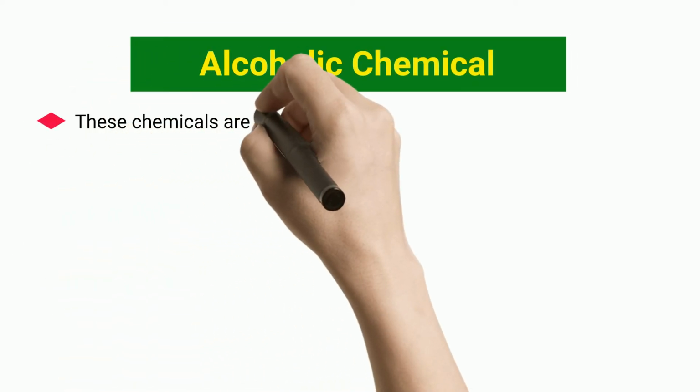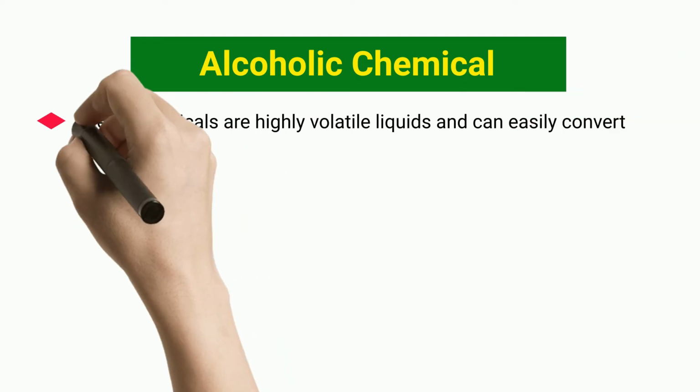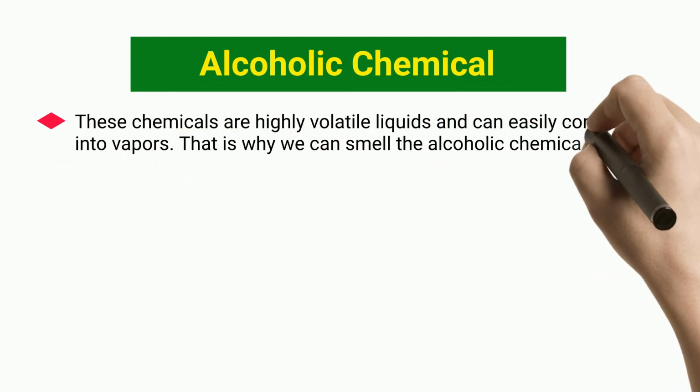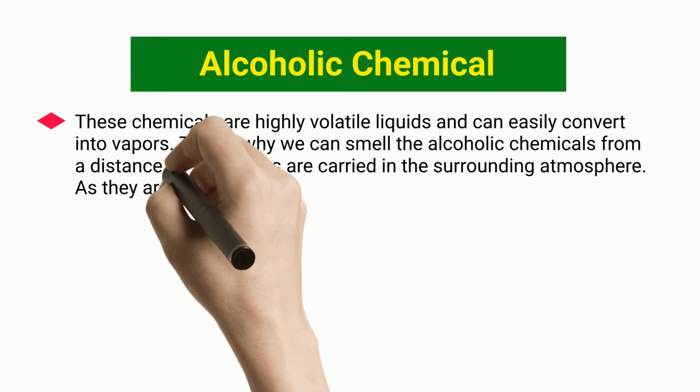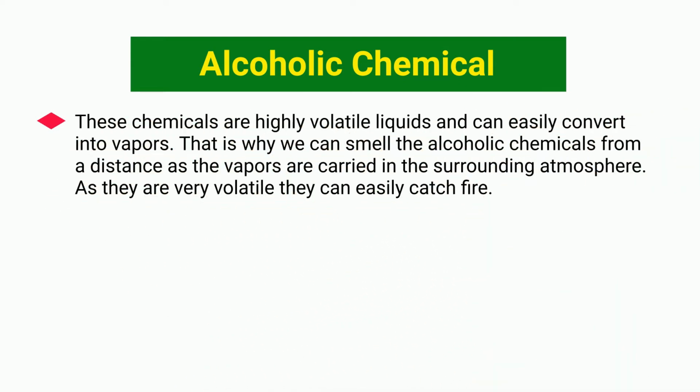Alcoholic chemical. These chemicals are highly volatile liquids and can easily convert into vapors. That is why we can smell the alcoholic chemicals from a distance, as the vapors are carried in the surrounding atmosphere. As they are very volatile, they can easily catch fire.